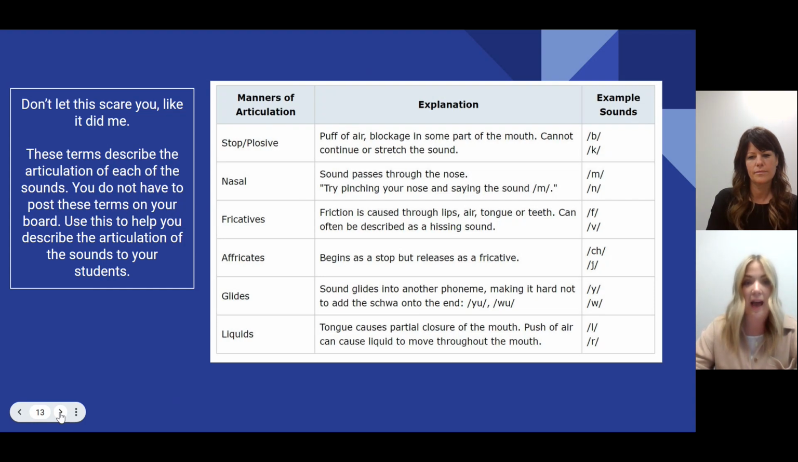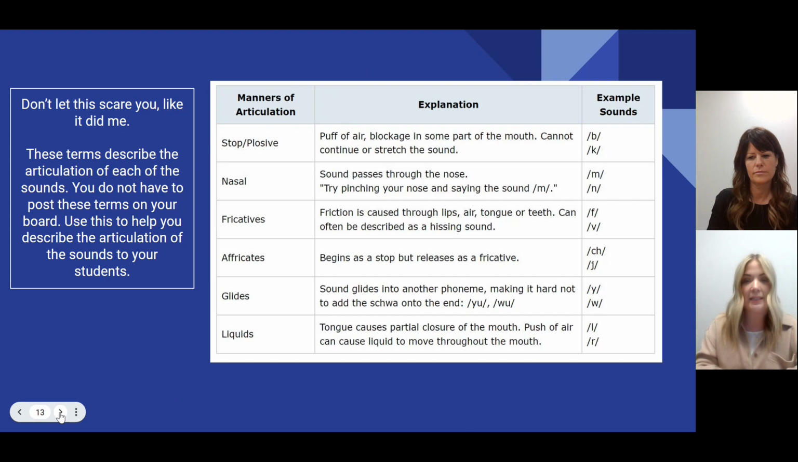The next one are the affricates, and these are the sounds that begin as a stop but release as a fricative. The next one are glides. So these sounds glide into another phoneme, and it makes it hard to not add the schwa sound to the end. Now, we'll talk a little bit more about the schwa sounds, but I just want to point out now that it is important that you are very careful with how you articulate the sound and how you model it, and that you're not adding the schwa, which is a sound, to the end of your phoneme.